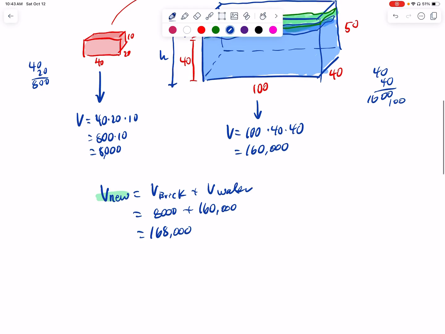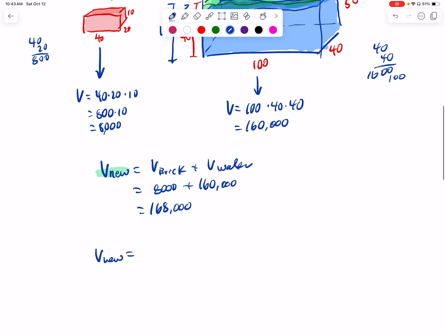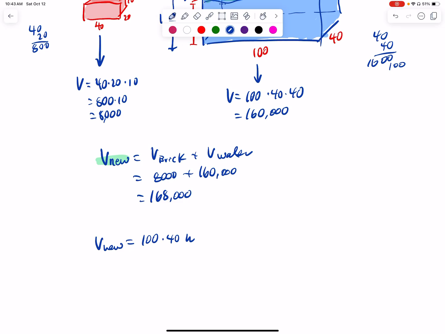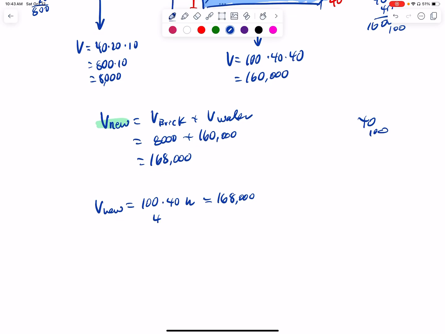Okay, so I'm going to find the volume of this new rectangular prism as, again, area of the base times the height. So volume of the new is 100 times 40, and then times this new h. And all of this should be equal to 168,000 right there. Okay, now multiplying 40 times 100, again, just adds two zeros to the end of that, which is 4,000.